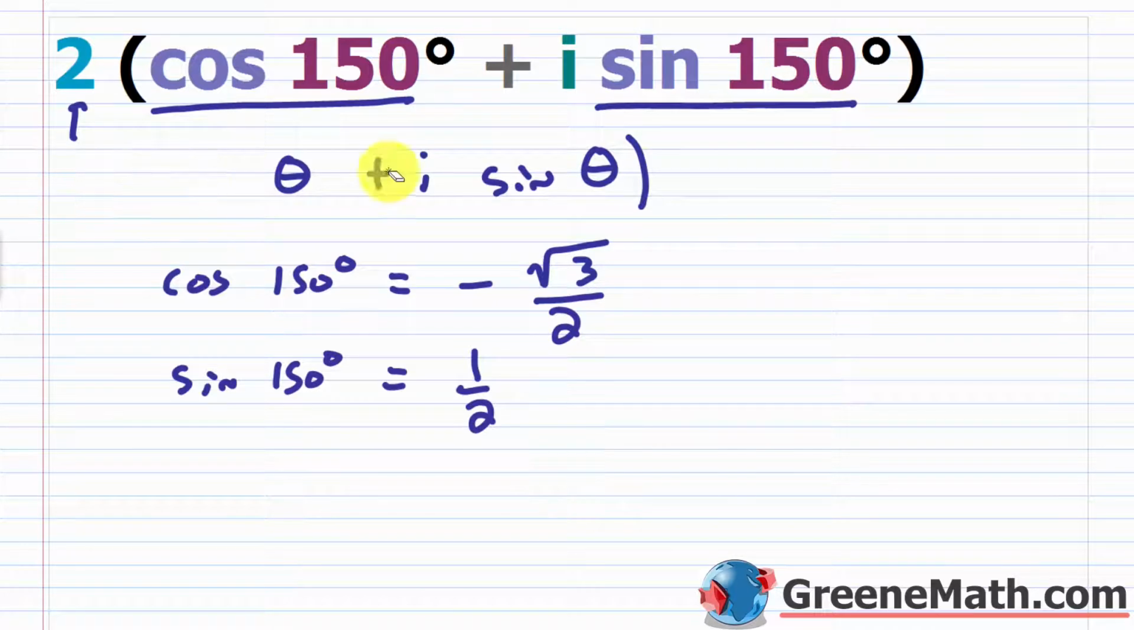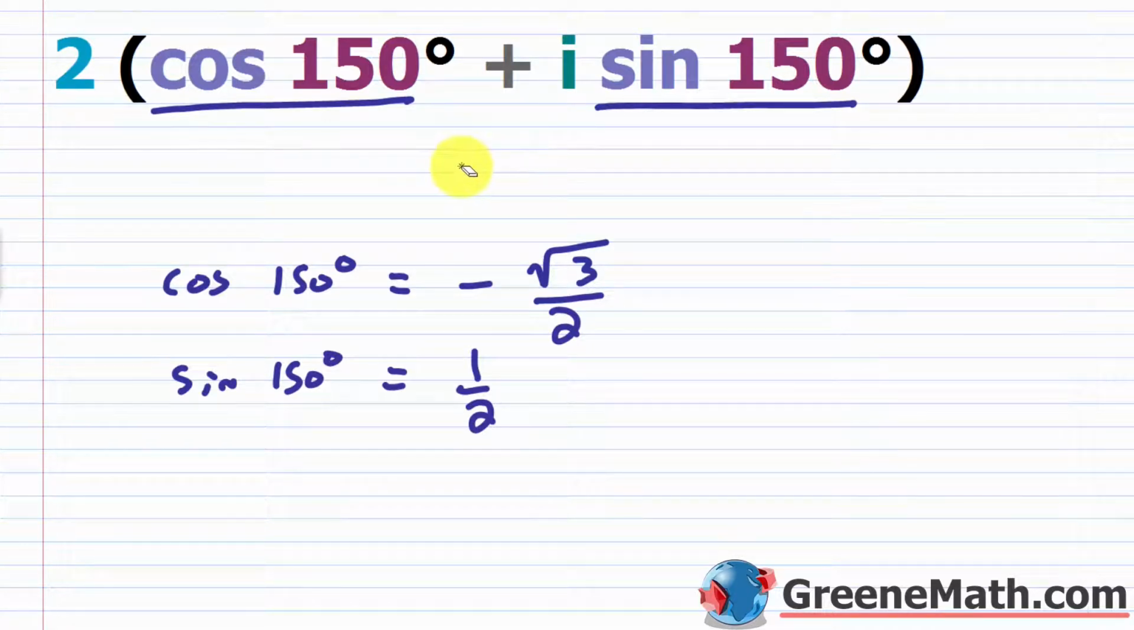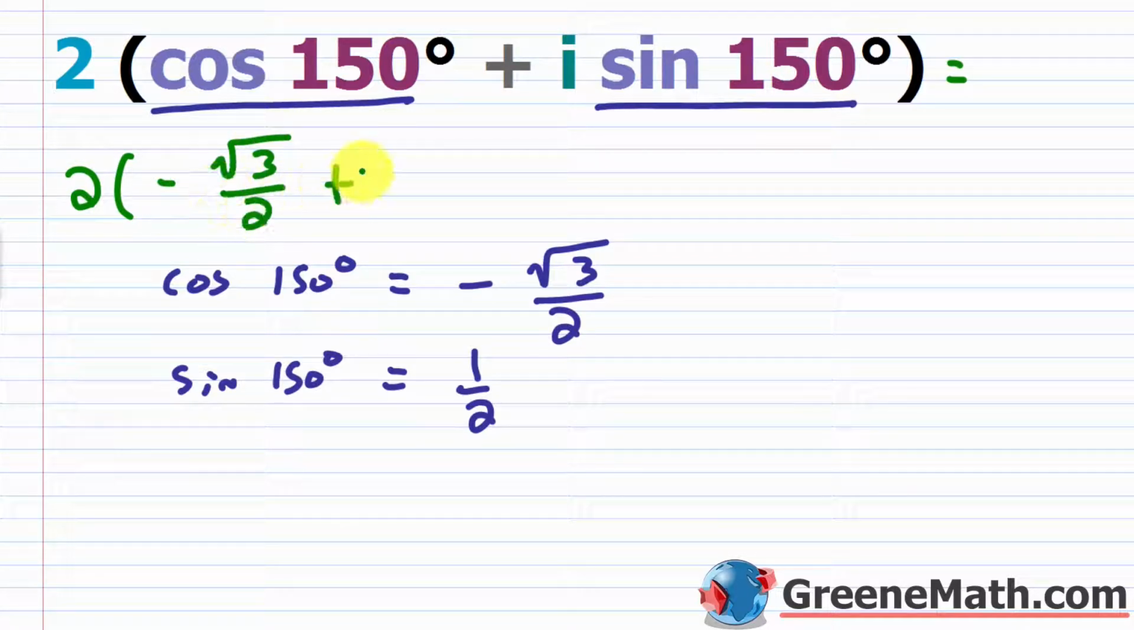Let me get rid of this. I think we don't need this anymore. I'll say that I have, what? I'm just going to put equals here. I'll say 2 times, here I'll put the negative of the square root of 3 over 2. And then plus, I'm going to put the i here, times my 1/2, okay?